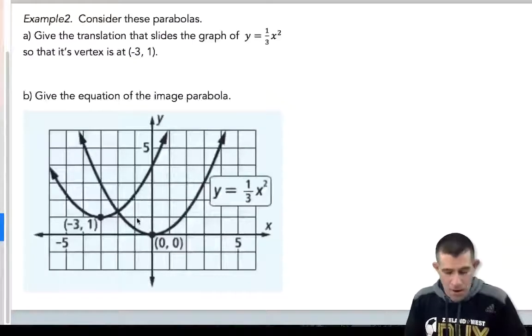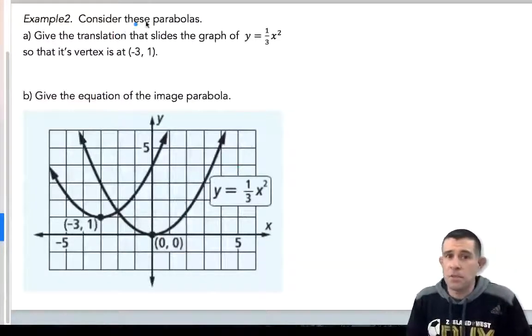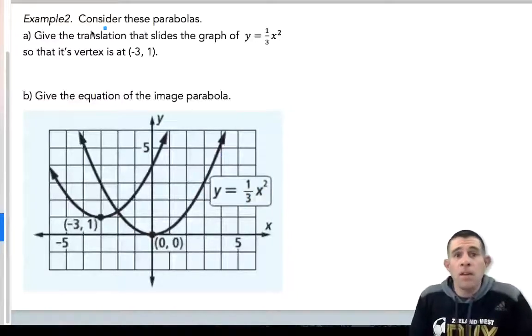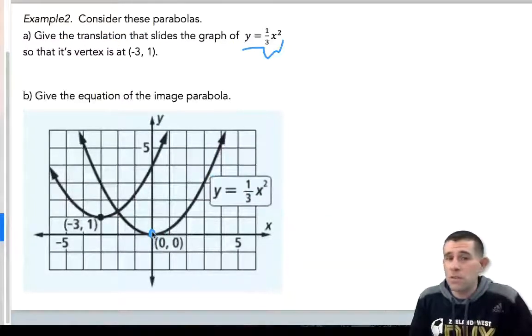All right, now let's take a look at example 2. It says we're going to consider this same parabola. Here is the graph of y equals 1/3 x squared. And we want to now translate that graph by moving its vertex from 0, 0, 3 units, 1, 2, 3 to the left, and up 1. So we want to give the translation and then find the equation. So let's start by giving the translation.